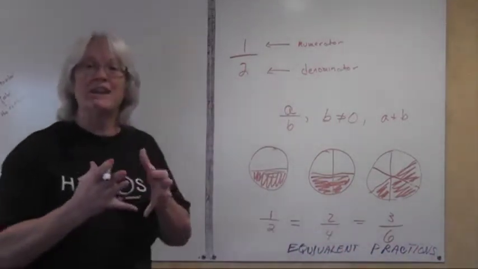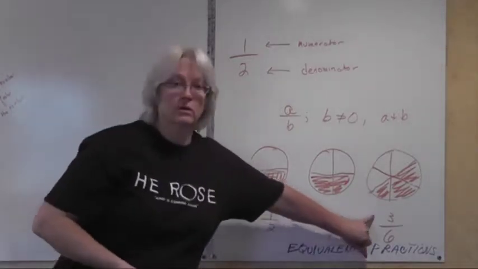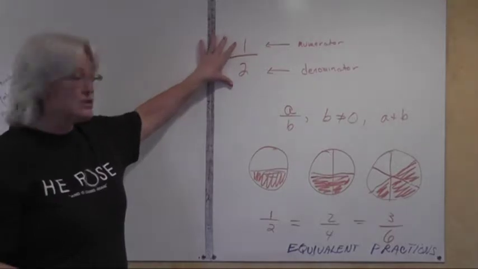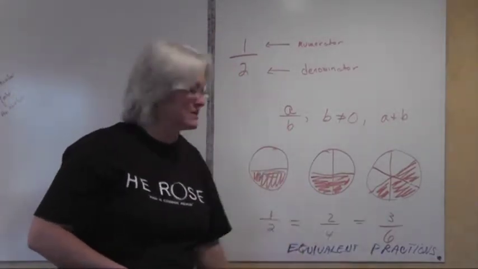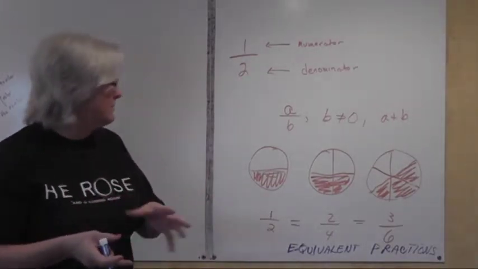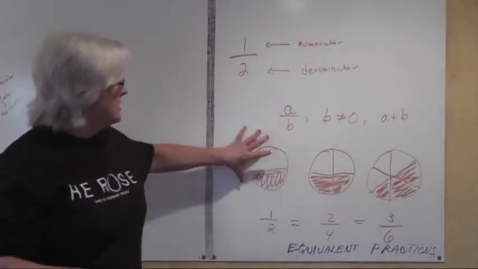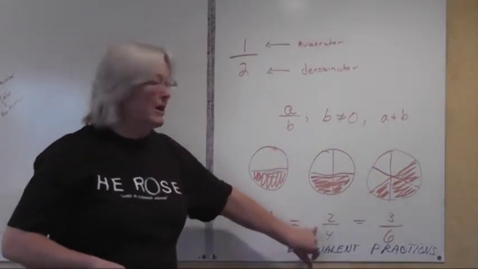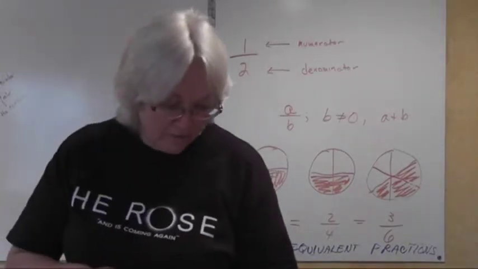Equivalent fractions are never going to look the same when they are written using digits in fractional form. 1/2 doesn't look the same as 2/4, doesn't look the same as 3/6, but they're equivalent because they represent the same amount. And you see that here very clearly with these pictures. All 3 of these represent half of a circle, even though the fractions themselves look very different. That's what they call equivalent fractions.